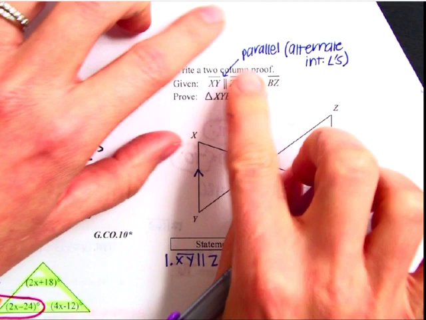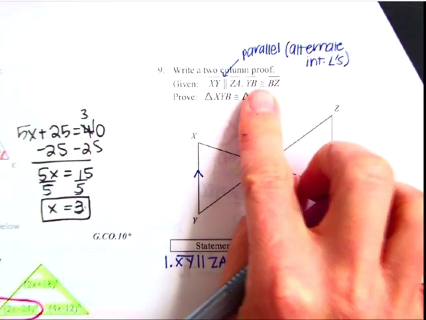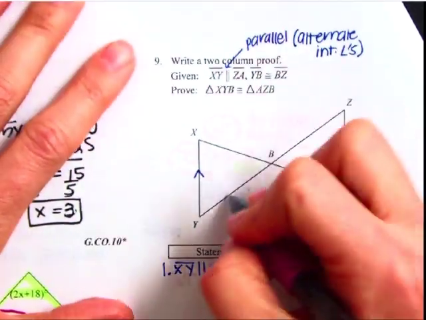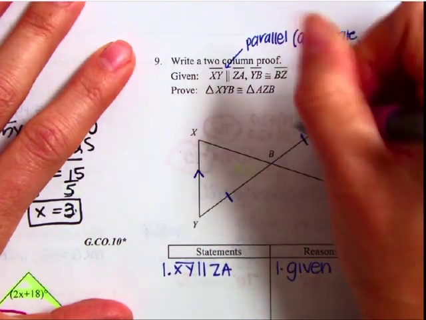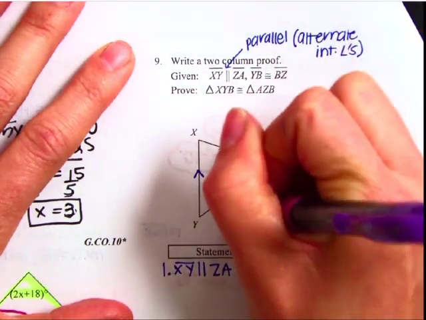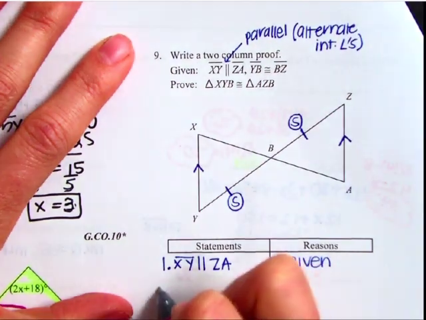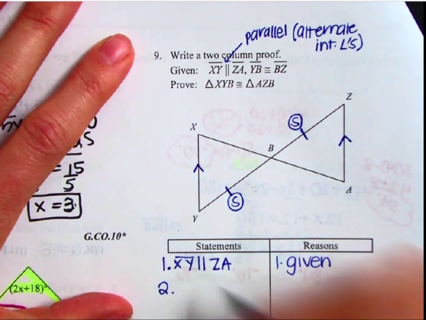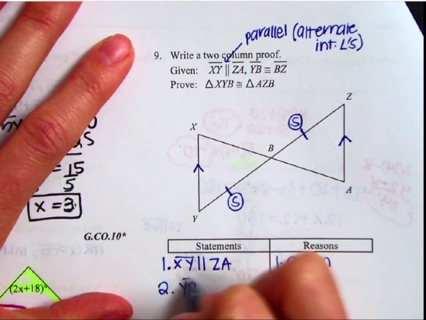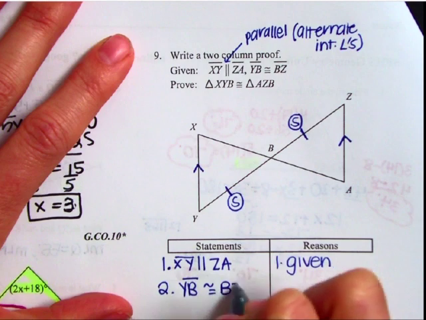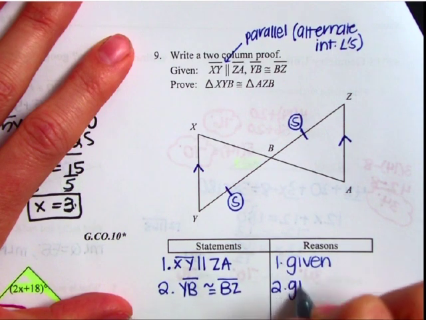All right, we're going to mark that YB is congruent to BZ. I'm going to go ahead and put an S here because right away I know I have a pair of congruent sides. That'll help me with proving. So YB is congruent to BZ, and that's given.